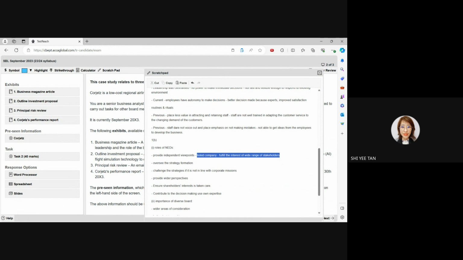Not too suitable. Listed company, I think this one is more suitable: wider perspective. Sorry, here. I think this one is more suitable. Independent viewpoint is just to take care of your shareholders. Independent viewpoint is important. You can still say it's listed. You have external shareholders. Then it's important to be independent to take care of their interests. Because the company is listed, they have external shareholders. So it's important to be independent to take care of the shareholders' interests. Not only the internal ones, but the external ones, right?